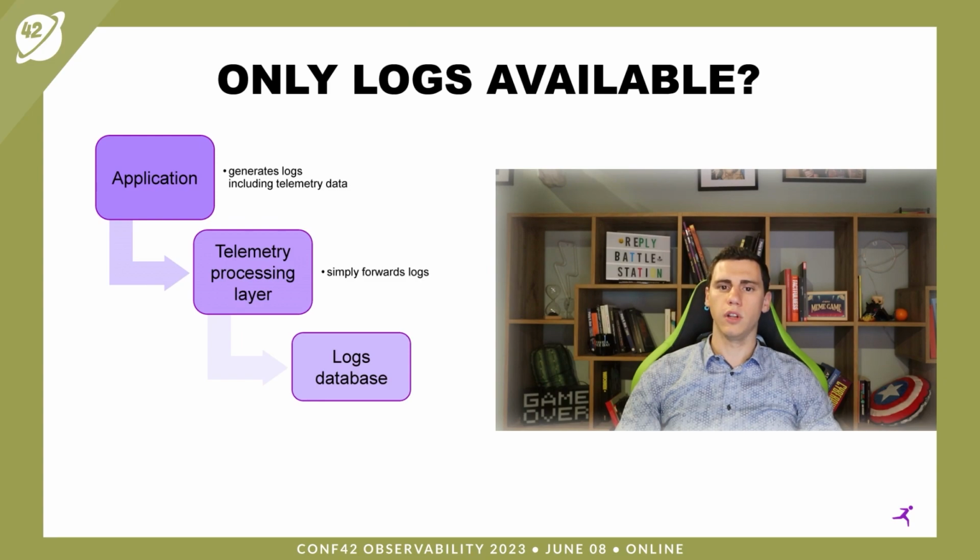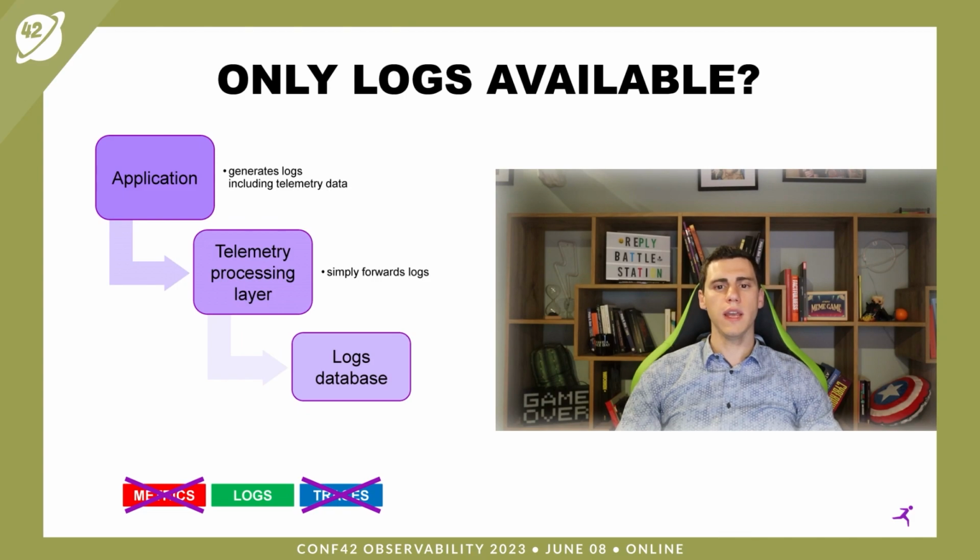They just send out logs that are then stored in a database, eventually passing through a telemetry processing layer that decouples the application and the backend. Unfortunately, in this way, we only deliver data for the second observability pillar, logs. For the sake of simplicity, we'll leave out the metrics pillar and focus on the traces from now on.